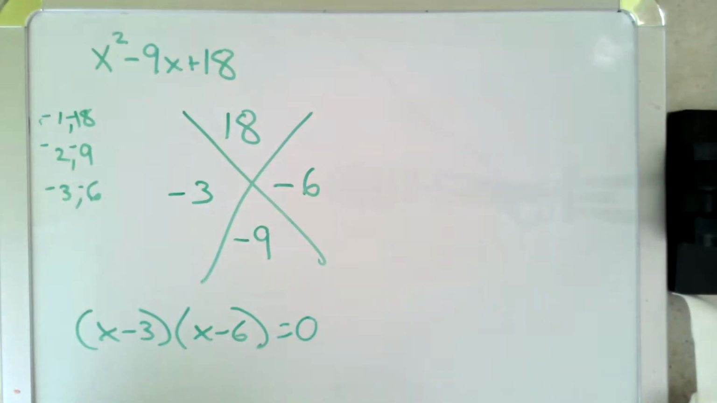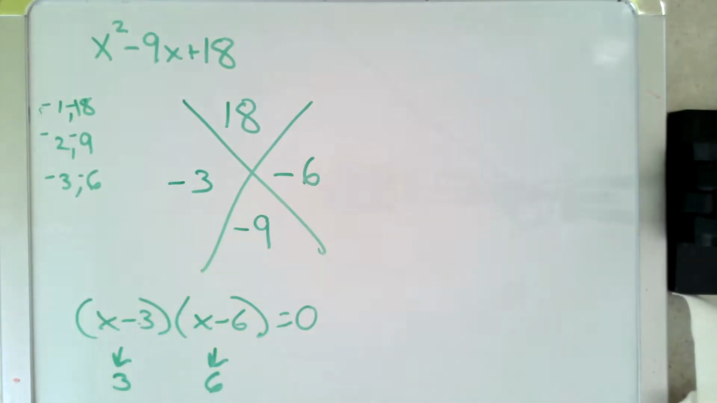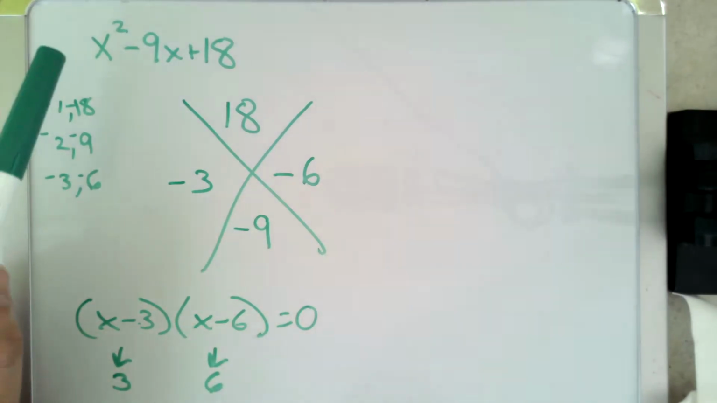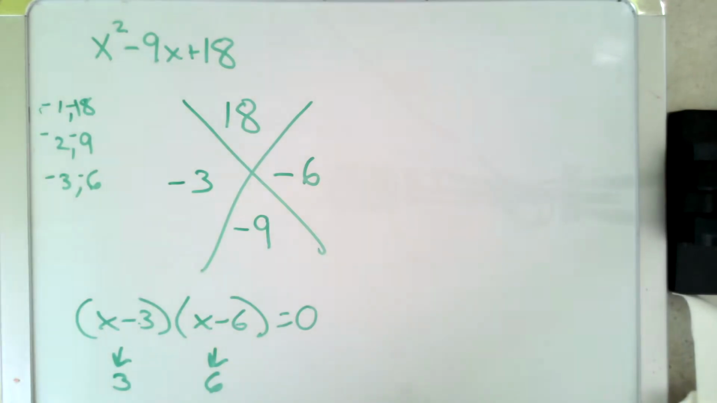So those are my factors, which means my zeros are 3 and 6, and that is the X method for quadratics where the coefficient of my x term is 1.